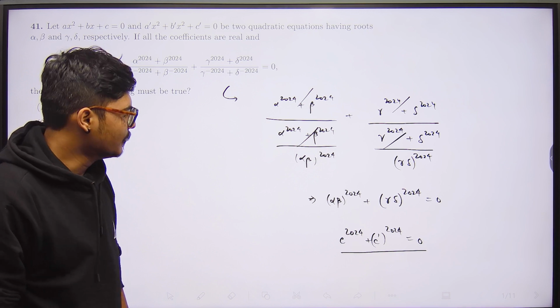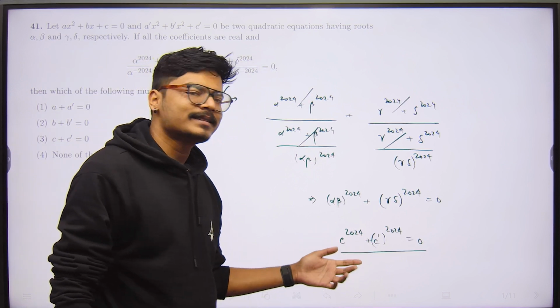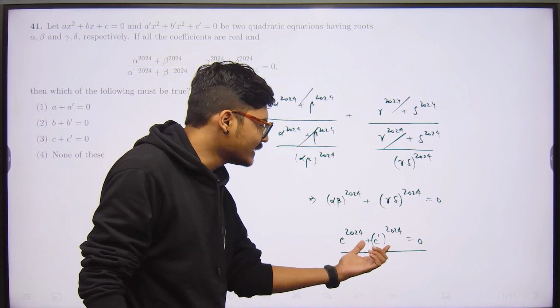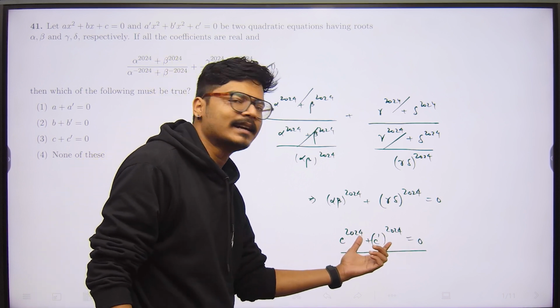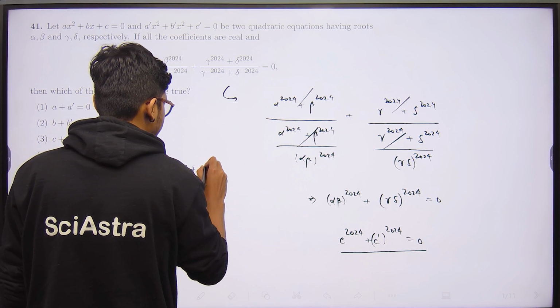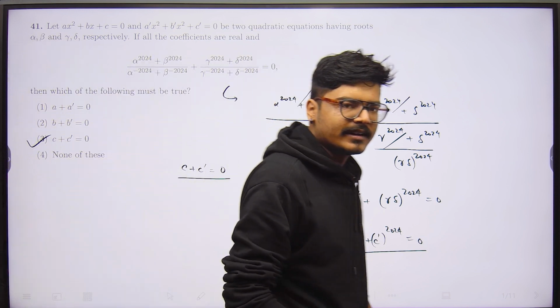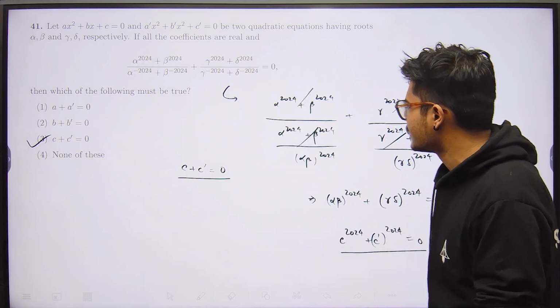They are both real numbers and we are taking an even power, right? So an even power of real numbers has to be non-negative, we know that, right? So if their sum is 0, this is only possible if they are individually 0. So if they are individually 0, the equation becomes c plus c prime is equal to 0, which is option 3. So that is your correct answer, okay? So just a simple application of Vieta's theorem.